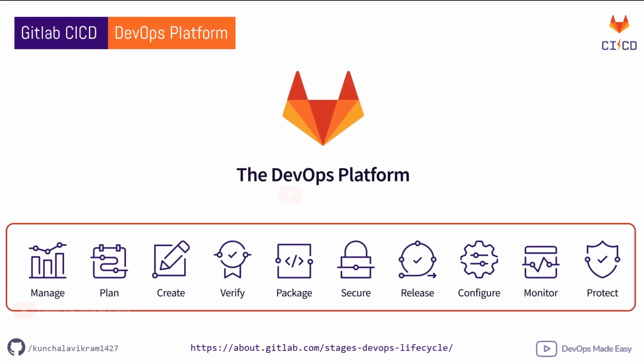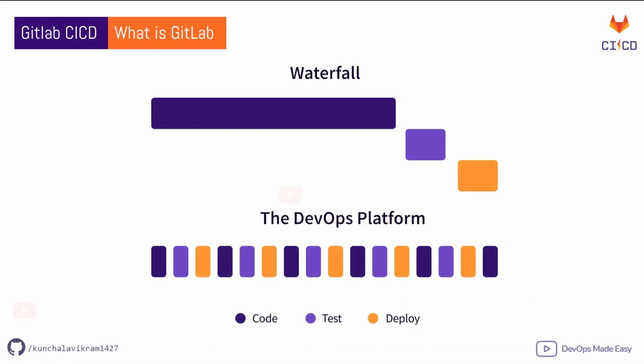So, GitLab as a complete DevOps platform. Using this platform, you can manage your source code, plan your CI/CD pipelines, create them, and verify them for any misconfigurations. Once you have your source code or the final artifacts packed, you can deploy them into the target environment securely. At the same time, you can also configure your target environments, and once the deployment is done, you can monitor them. The complete lifecycle is available in the link shown in this presentation. And GitLab offers the agile methodology where we continuously code, test, and deploy multiple times in a day.